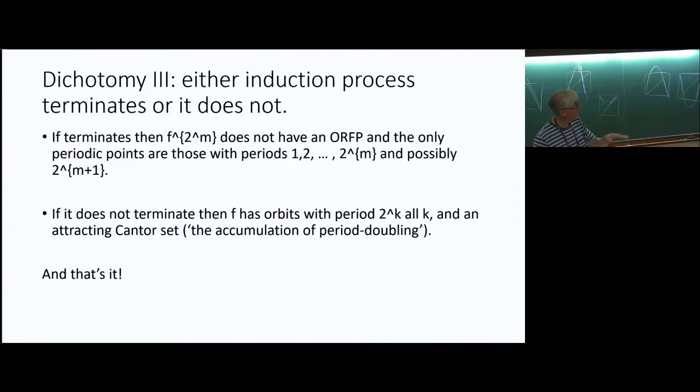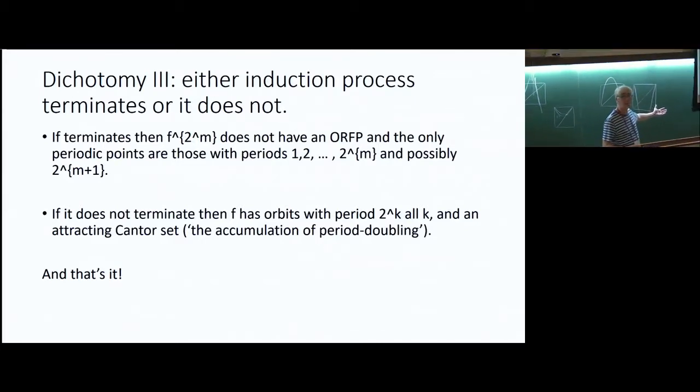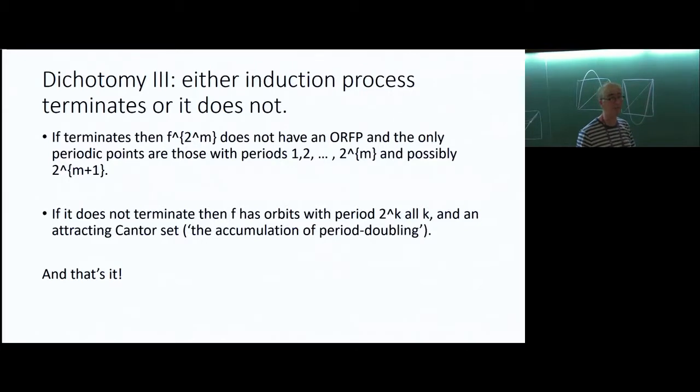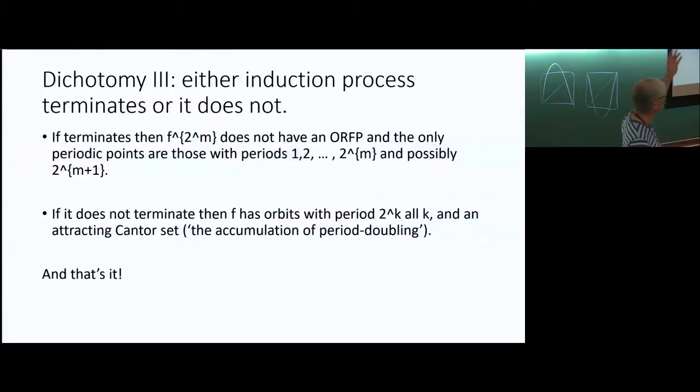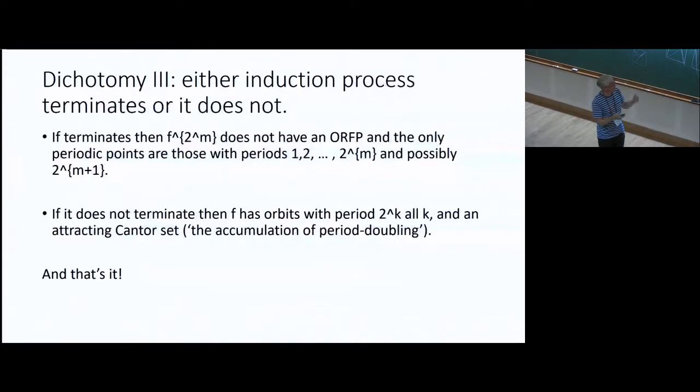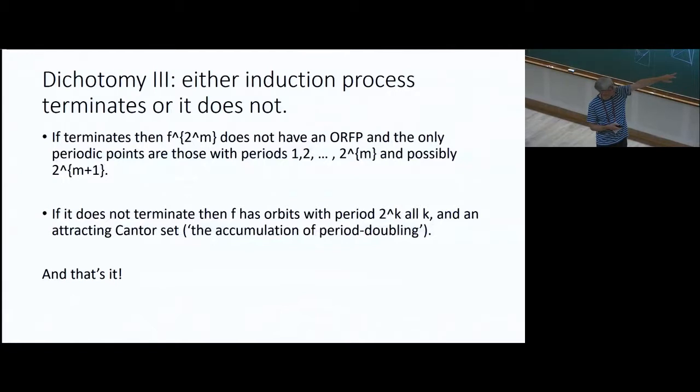If in the second dichotomy it came out of the box, then we know the map was chaotic, which means it wasn't in the class that we were trying to classify, so we can throw that out. And the third case simply says, here are the two interesting cases, if you like, for non-chaotic unimodal maps. Either you have orbits with period 1 up to 2 to the m for some m, which is either m or m plus 1 in that term, or you have all periods 2 to the k and an attracting Cantor set. And that's it.